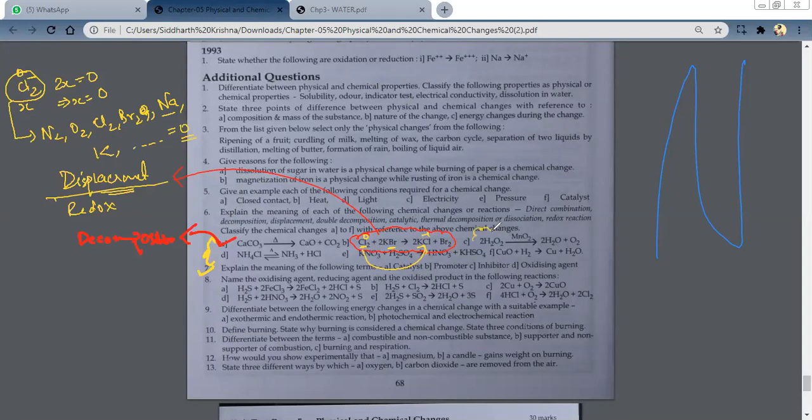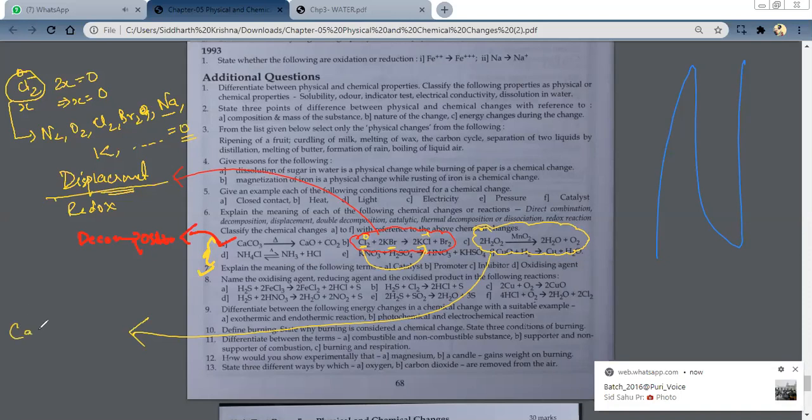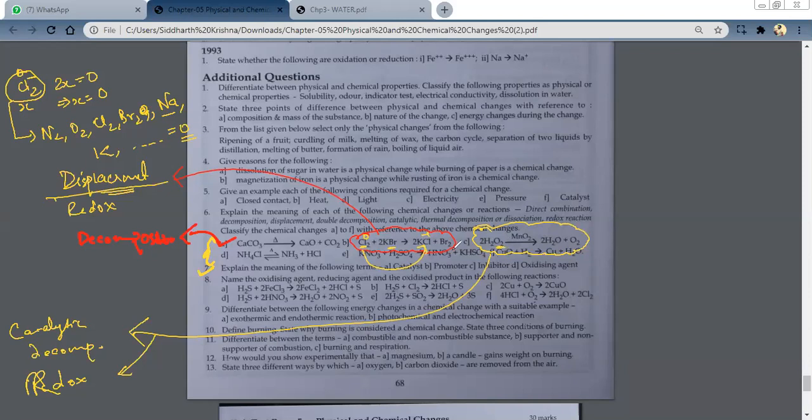Then next question, Anushruta, you tell this one. Sir, it is catalytic decomposition. Okay. And is it redox also? Yes, sir. This is redox also. How is this redox? You can see oxygen here is having how much charge? Okay, Adrika, you tell what is the charge on oxygen in this one?